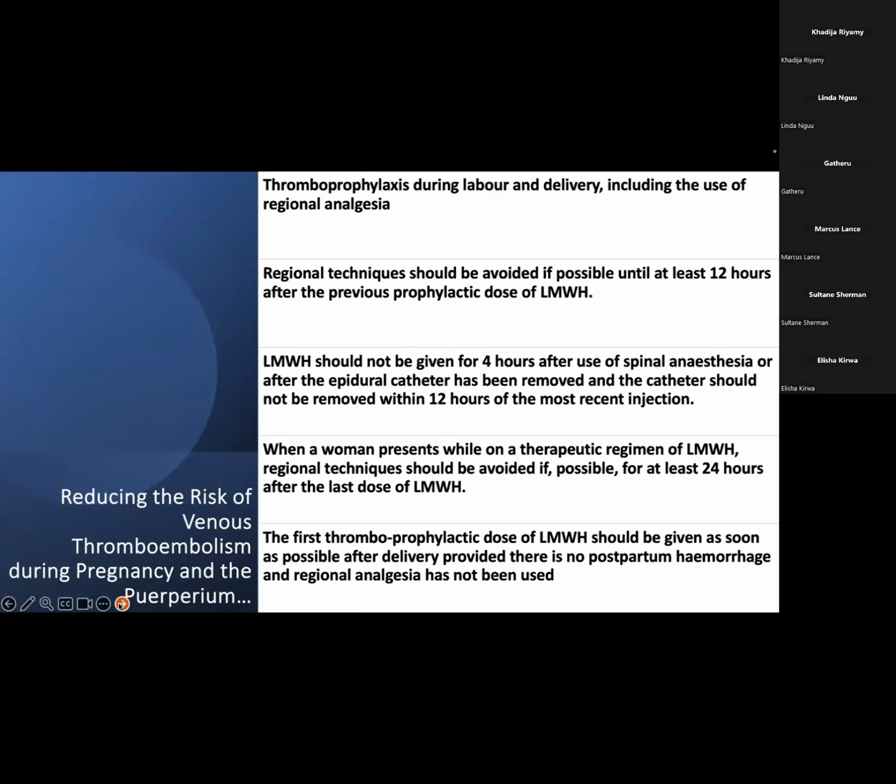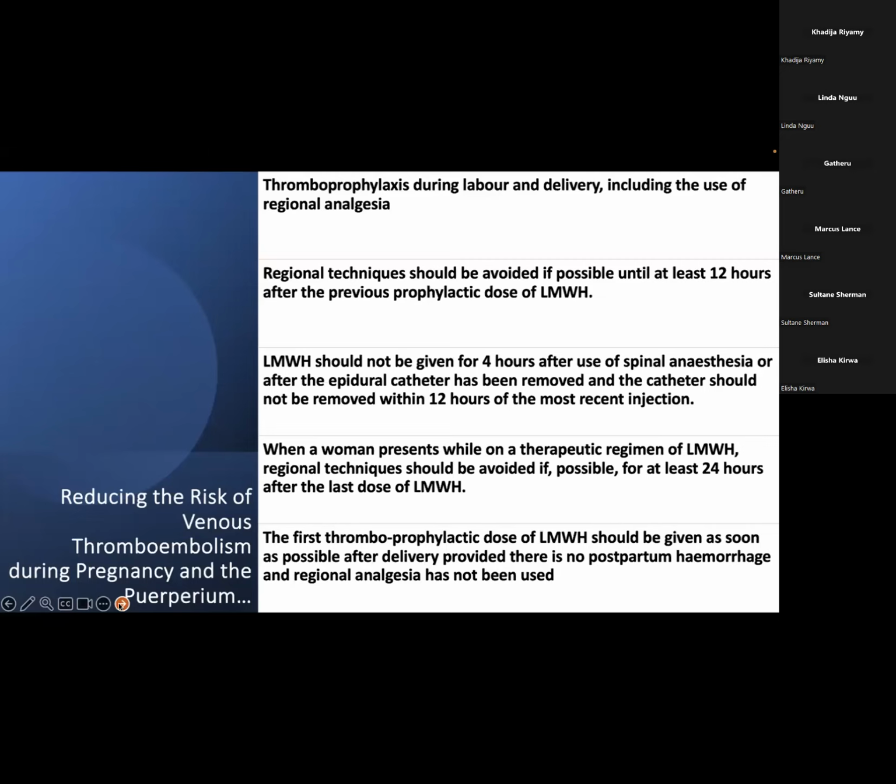Thromboprophylaxis during labor and delivery, including the use of regional anesthesia. There are patients who will come when they have been taking their regular thromboprophylaxis. So when they come, they are in labor, they may have taken the last dose of their medication. You need to think about that. Then you need to discuss the possibility of using regional anesthesia in the presence of previous use, recent use of low molecular weight heparin in a patient who is, say, going for cesarean section.